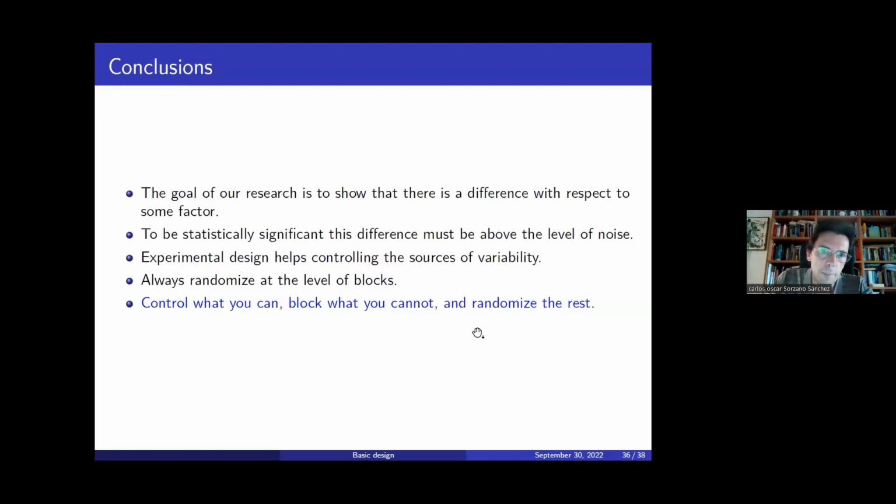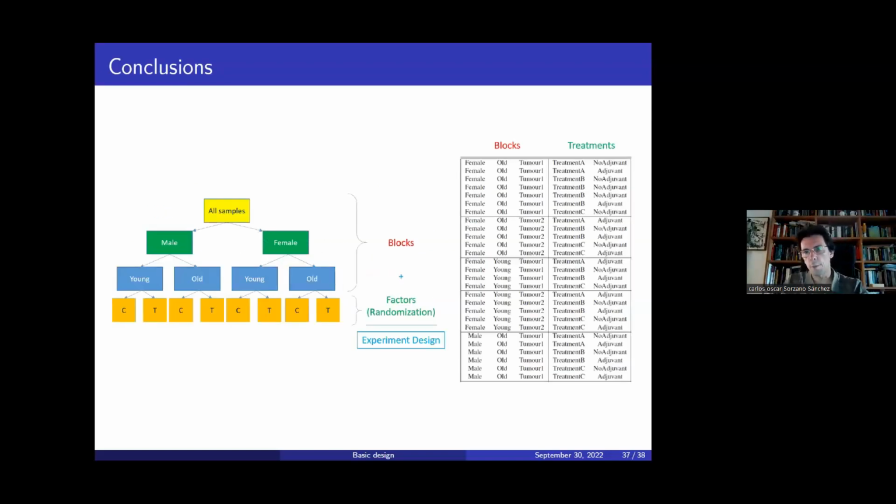And this would be the mantra that you should keep in mind. So control what you can, block what you cannot control but you can measure, and randomize the rest. So this would be a summary of this talk. And now I'm open for questions.